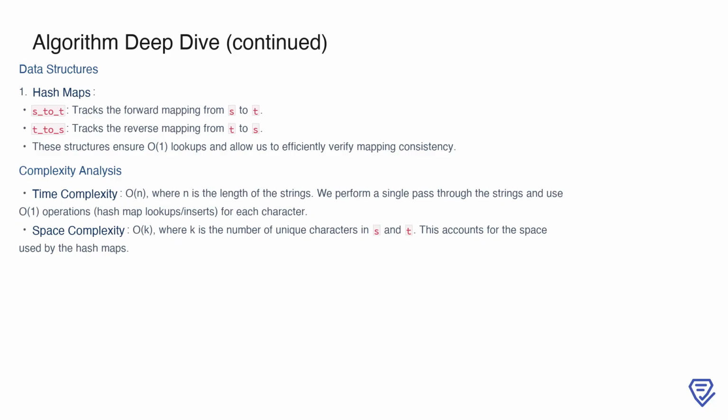In terms of complexity, the algorithm has a time complexity of O(n), where n is the length of the strings. This is because we perform a single pass through the strings and execute constant time operations for each character. The space complexity is O(k), where k is the number of unique characters in S and T. This accounts for the storage used by the two hash maps. Together, these properties make the solution both time-efficient and space-efficient.